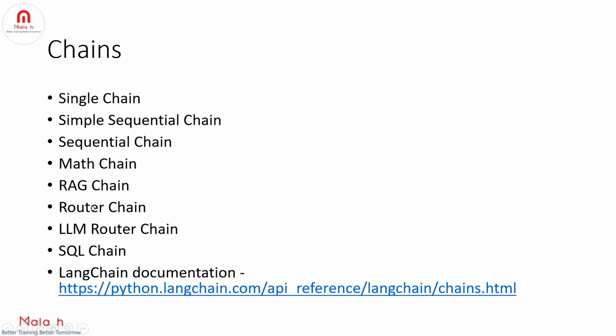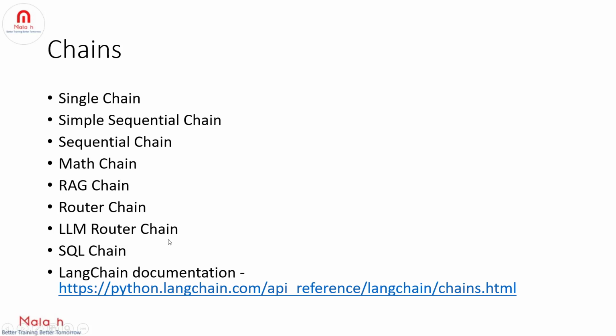So far we have seen all these chains, right? In the router chain, we defined the logic manually and then routed accordingly. But now let's try to use LLMRouter chain, and the objective is, based on the prompt or question that we provide, the LLM will be smart enough to route the question to the correct prompt and answer accordingly, right? So let's see how we can implement that by using LLMRouter chain.